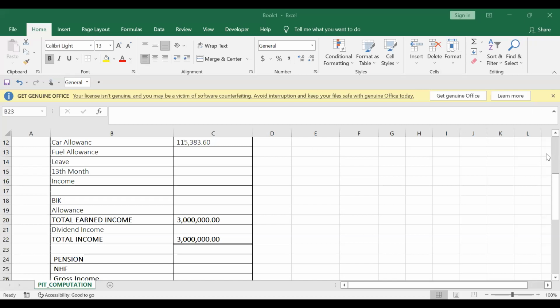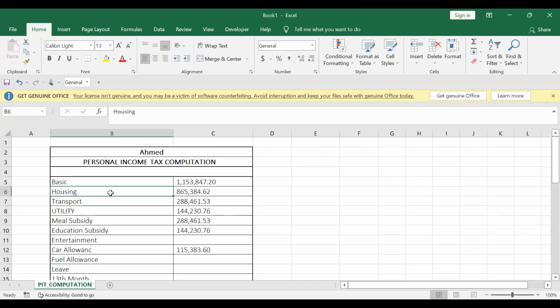Okay, I believe everybody can see my screen now. I've projected an Excel template.